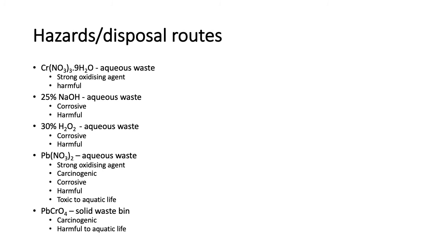So the cost of these chemicals, the chromium nitrate, seems expensive. It's 100 grams for 440 pounds is what I saw online, which seems extremely expensive until you realize that for this reaction you only need 0.1 grams of it. That's not too bad. Sodium hydroxide and hydrogen peroxide are common lab chemicals. The lead nitrate is quite cheap also. I saw 500 grams being sold for 20 pounds.